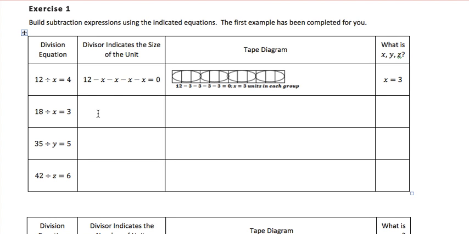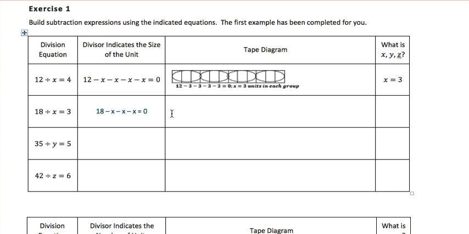So if we have the problem 18 divided by x equals 3, we would want to be subtracting 18 minus x 3 times. And at the end, we want to end up with 0. Notice the relationship. We're subtracting x 3 times.